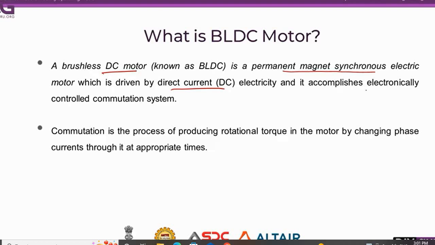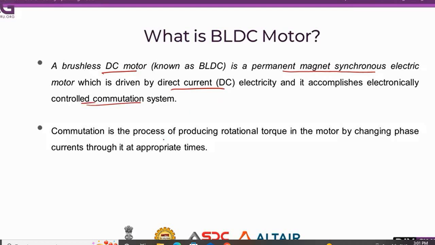Also, it can be controlled by an electronically controlled commutation system. So, a motor which has a permanent magnet, which runs under DC, and which can also be controlled electronically by using a commutation system, is called a BLDC motor.